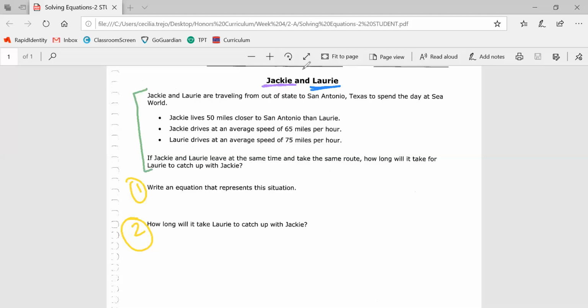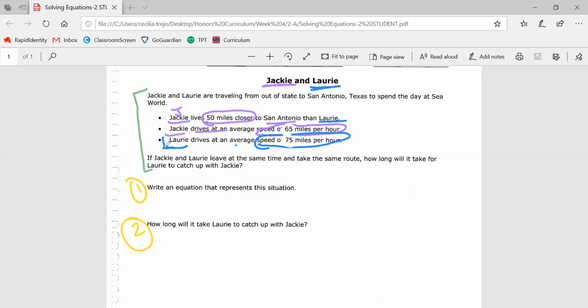All right, so here is the information. It tells us that Jackie lives 50 miles closer to San Antonio than Lori. So she lives closer to San Antonio than Lori, right? That means Lori is farther away by 50 miles. And then the second bullet, Jackie drives at an average speed of 65 miles per hour. That's her speed. Lori drives at an average speed of 75 miles per hour. All right. We got 65, we got 75.